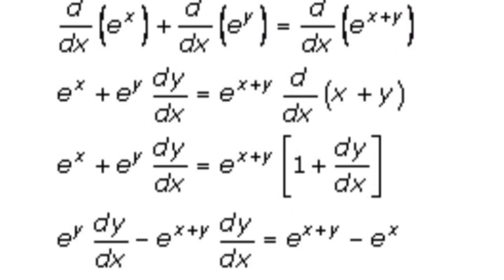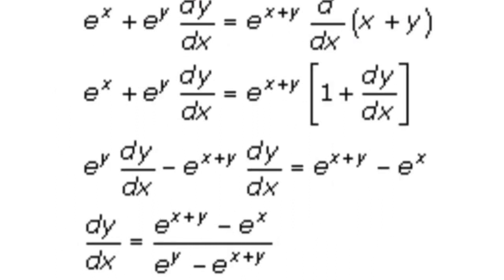Now in the right hand side we have to multiply by e raised to x plus y in the entire bracket. After multiplication we are going to put dy upon dx term to the left hand side and other terms to the right hand side. So we'll get e raised to y into dy by dx minus e raised to x plus y into dy upon dx equals e raised to x plus y minus e raised to x.